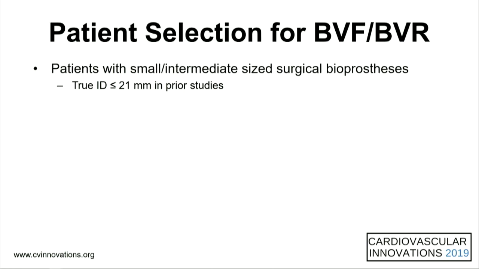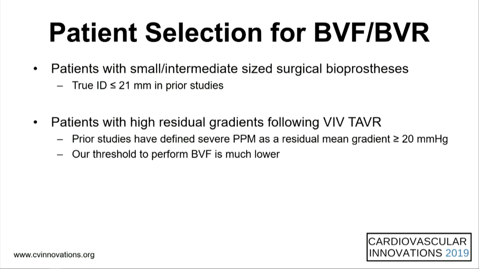So we talk a little bit about who should undergo BVF and BVR. Certainly patients with smaller sized surgical bioprostheses. A true ID of 21 millimeter or less in prior studies has been characterized as small or intermediate sized. If you have high residual gradients following valve-in-valve TAVR, then certainly BVF or BVR could be considered.